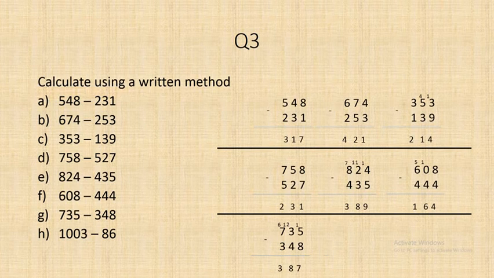The final question, 1003 minus 86. So 3 minus 6, I can't do that. So I will go to borrow from next door. But it's 0. I can't do that. So I have to jump again to the next door. Again, it's 0. So again, the last time I will jump to next door, it's 1. So I will borrow from this one, it's going to be 0, and this one is going to be 10. But take care. I will borrow from this 10. I will borrow 1 from it to here.